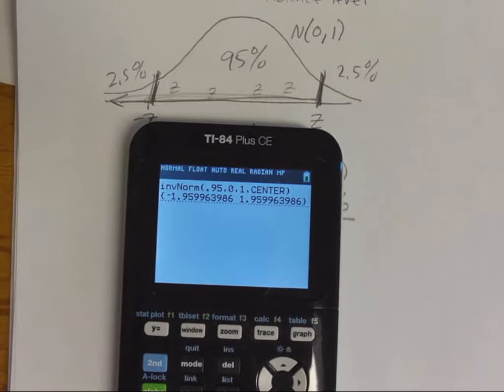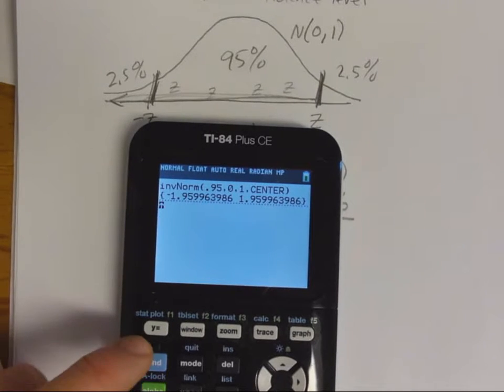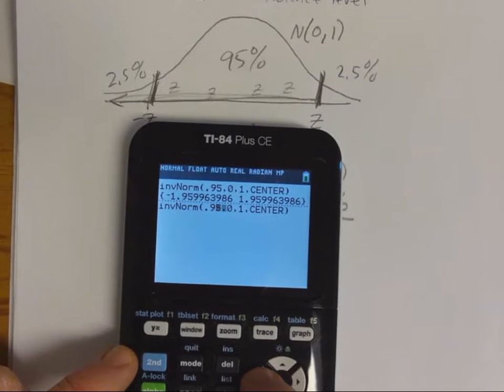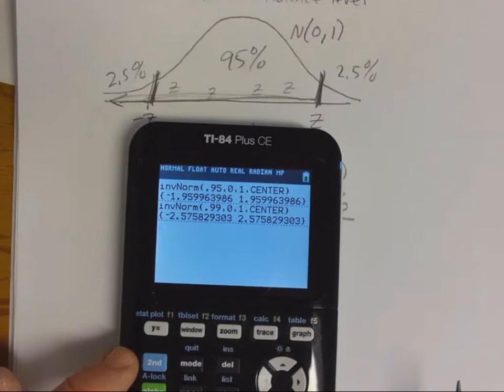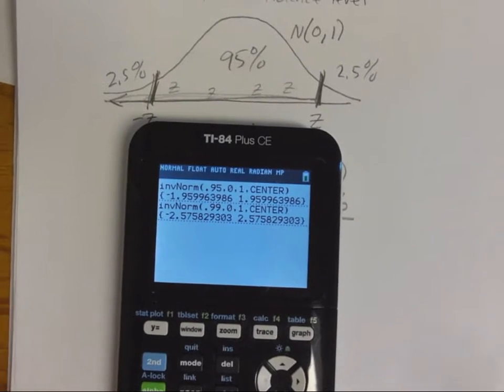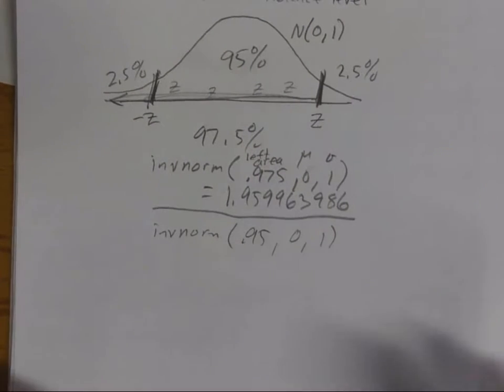For 99%, I'll just hit second entry. So for a 99% interval, boom, you just do that. And so there it is. So anyway, that's for proportions.